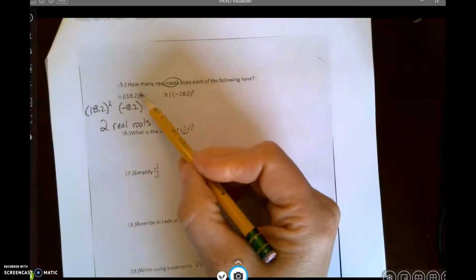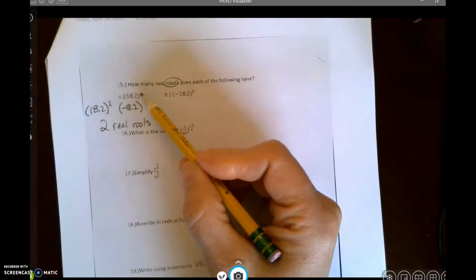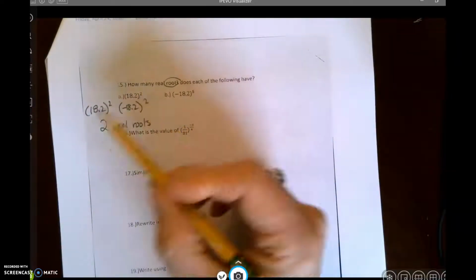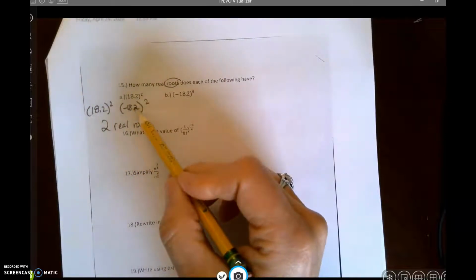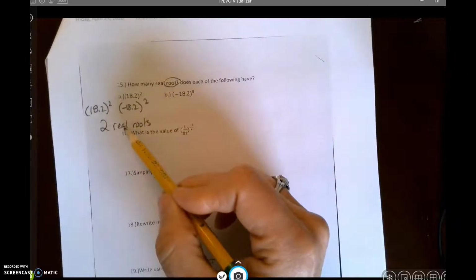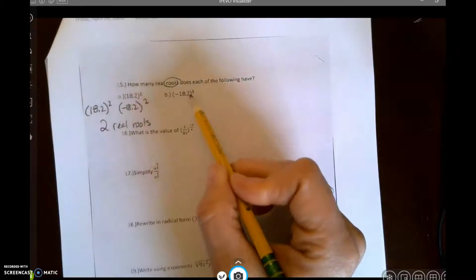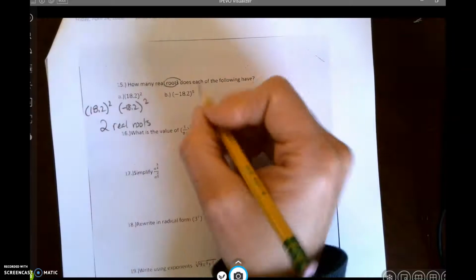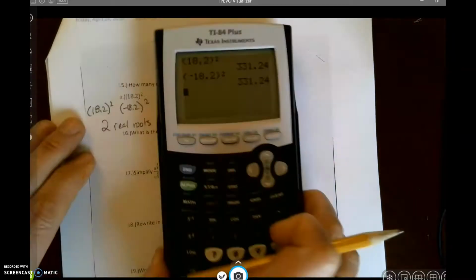In summary, anytime this is even, 2, 4, 6, 8, you can have a positive or a negative, and you'll still end up with the positive answer. Let's look at part B. Negative 18.2 to the 5th. Let's see what that is.